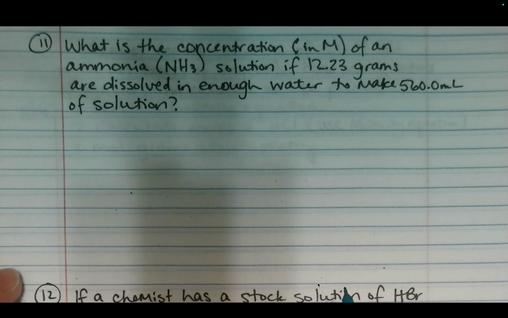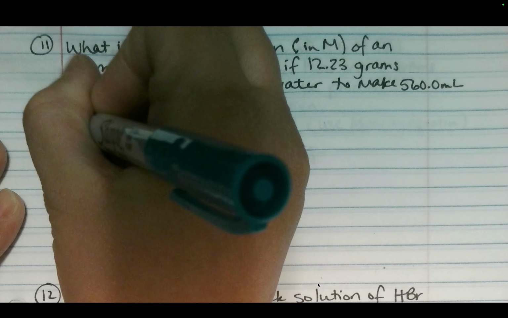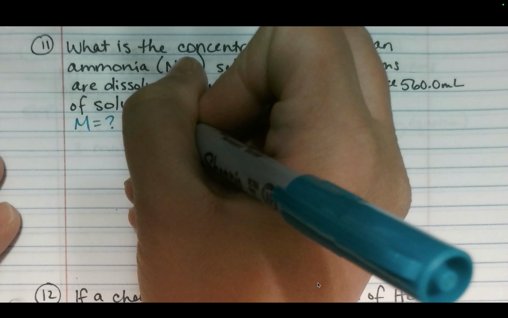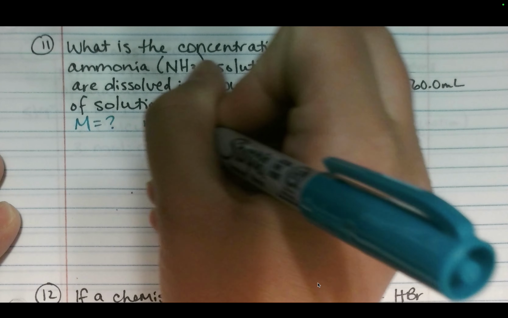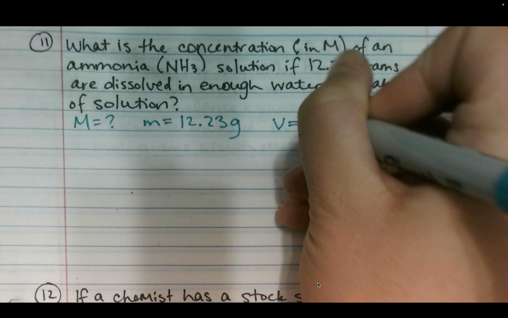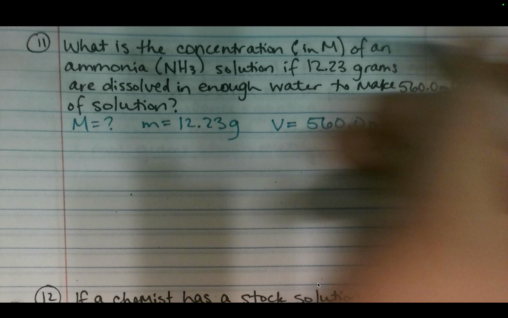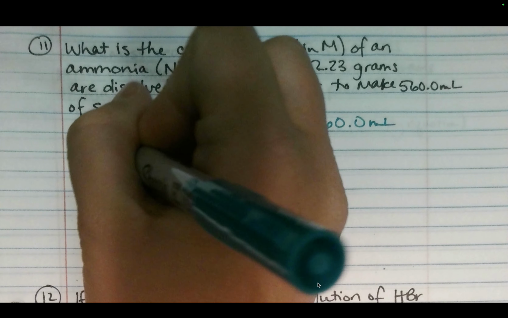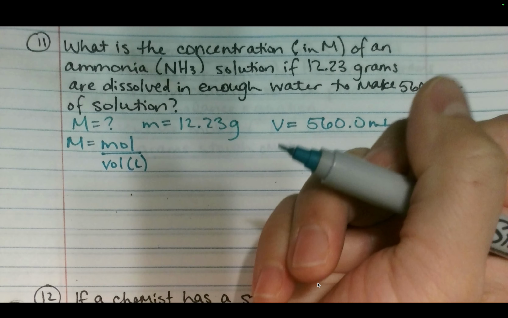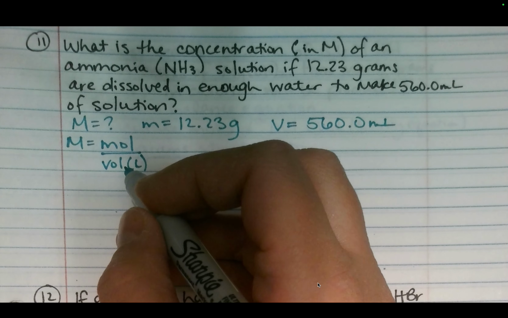But identify what you're given to begin with. We know we want to know molarity. What else do we know? We know we have a mass of 12.23 grams, and we know that we have a volume of 560 milliliters. My molarity equation is molarity equals moles per volume in liters. So if I don't have moles, I have to convert to moles. I don't have my volume in liters, so I'll have to convert to liters.